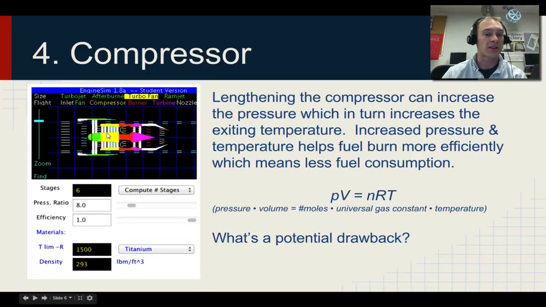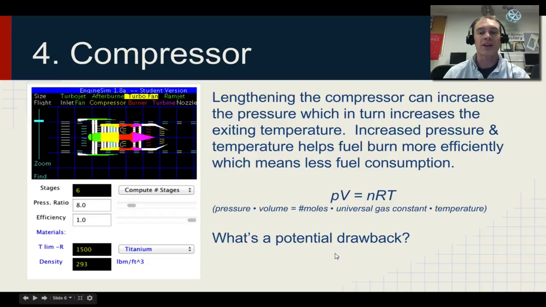Then we're into the compressor, that's this yellow part here. Lengthening the compressor can increase the pressure, which in turn increases the exiting temperature. And we want to have a big temperature differential between intake and exhaust, and that helps increase our efficiency and our thrust. So increased pressure and temperature helps fuel burn more efficiently, which means less fuel consumption. And we know that because of PV = nRT, which you learn more about in physics and in chemistry. Pressure times the volume equals the number of moles times the universal gas constant times temperature.